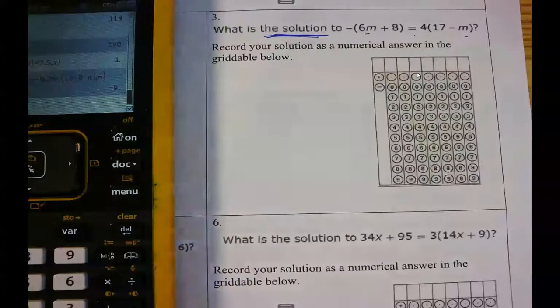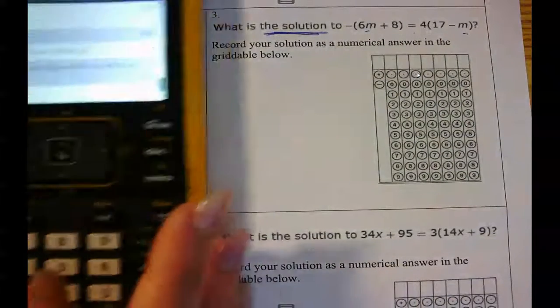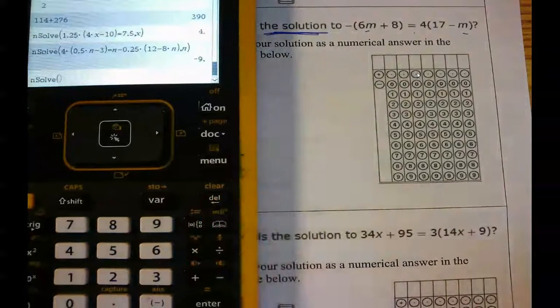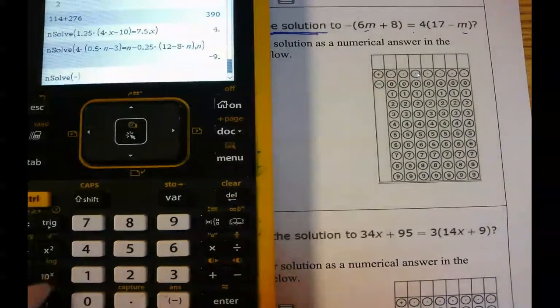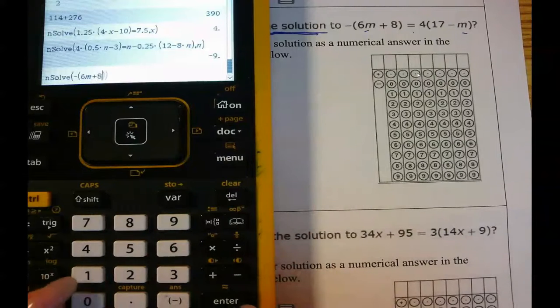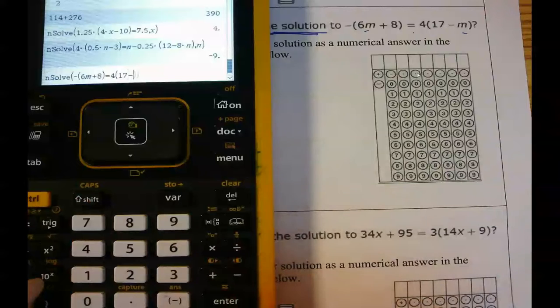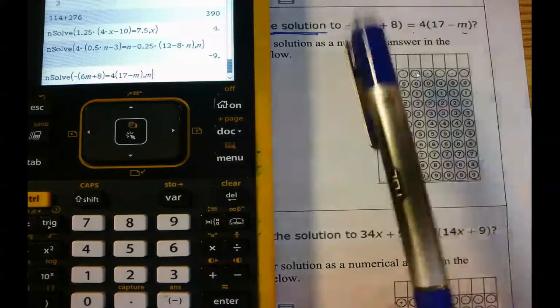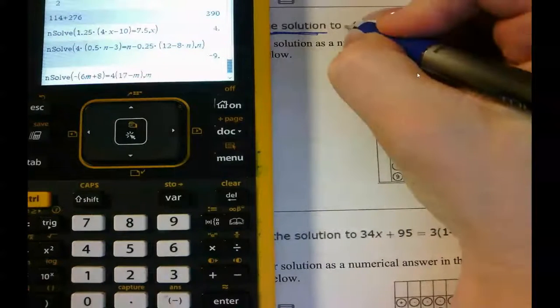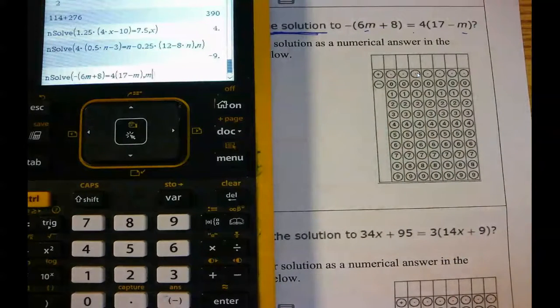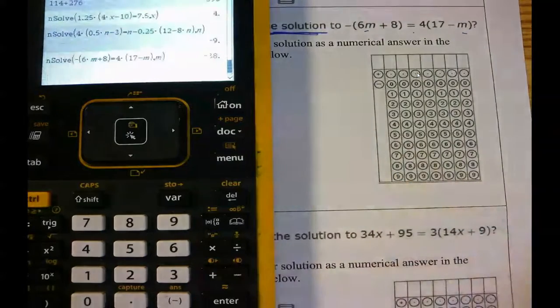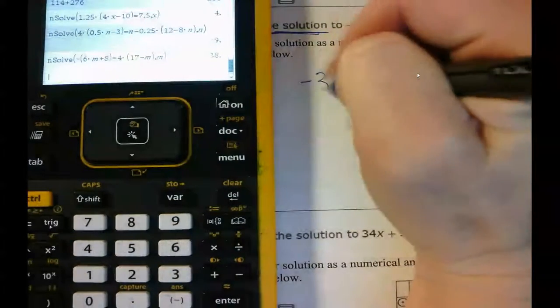Same thing. Again, we're just going to our calculator, menu 3-1, typing in all of this exactly like I see it. Negative, open parentheses, 6m plus 8, close parentheses, equals 4, open parentheses, 17 minus m, close parentheses, comma m. There is a negative sign out here in front of the parentheses, and I am typing that in. Our answer here is negative 38.